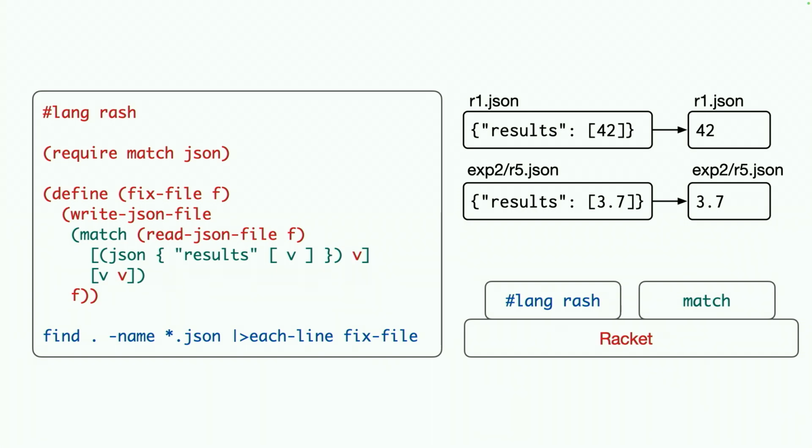So there are a number of different tasks that we have to accomplish. We have to search the file system for these files. For each file, we have to apply some transformation on it. We have to read the JSON file. We have to write the JSON file. We have to do the pattern matching. So we're going to accomplish those pieces using these different DSLs.